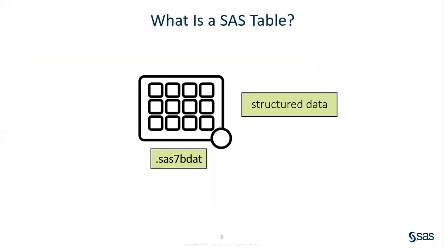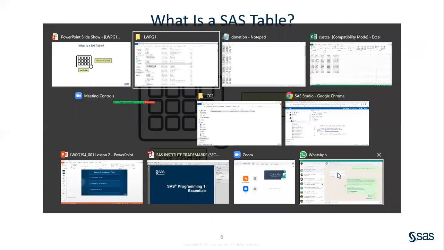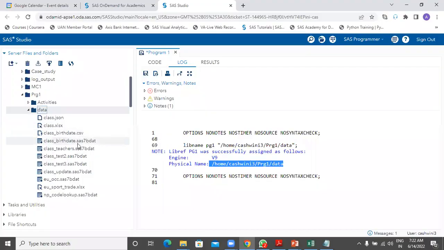Fine. So what is a SAS table? When you're working in a SAS environment, we work on a table which is defined in SAS. Hence, we call it a SAS table. It's very simple, as we have discussed many times earlier: a SAS table is one which has an extension of .sas7bdat.